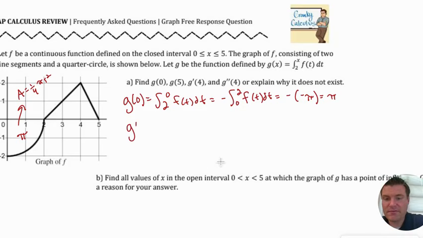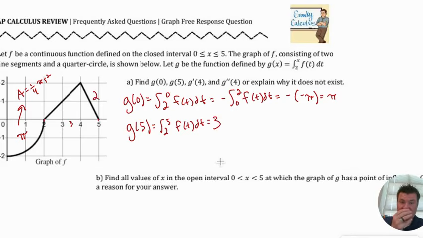For g of 5, I'm going to substitute in a 5. So from 2 to 5 of f(t) dt. This is just really simple geometry here. We got a triangle going from 2 to 5, and we have a base of 3. We have a height of 2. So it's going to be 1/2 base times height. So we're going to get an answer of 3.